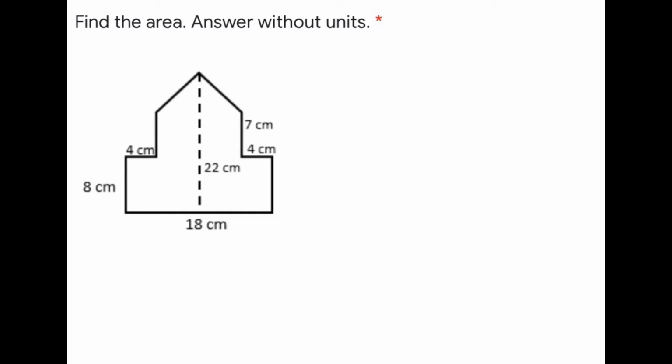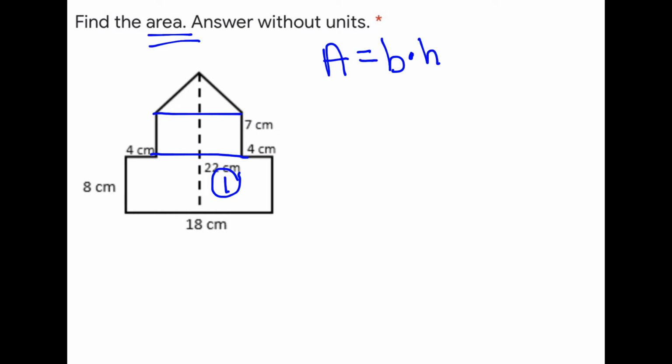Find the area. Answer without units. We need to split this shape. We're actually going to split this shape into 3 different shapes. The first thing we're going to find is the area of rectangle 1. And we know that an area of a rectangle is our base times our height.